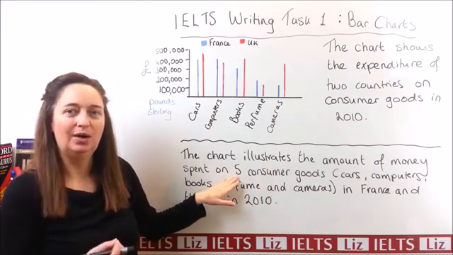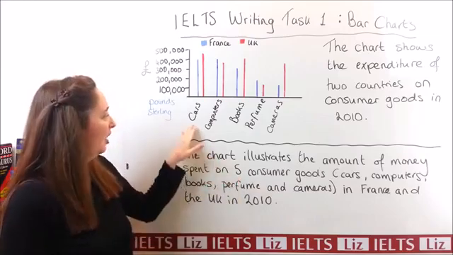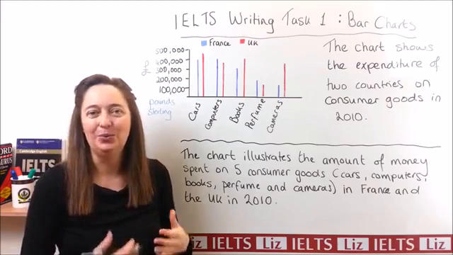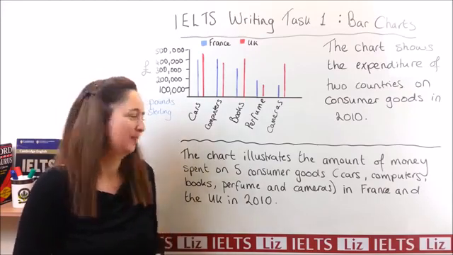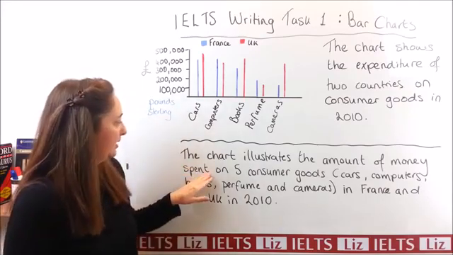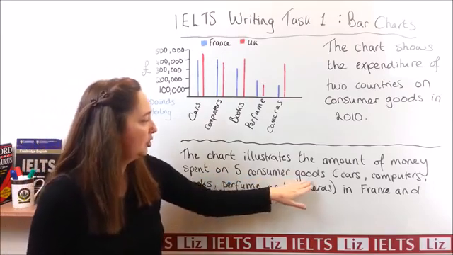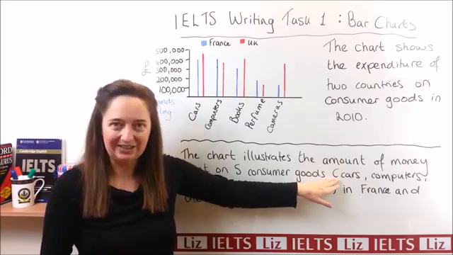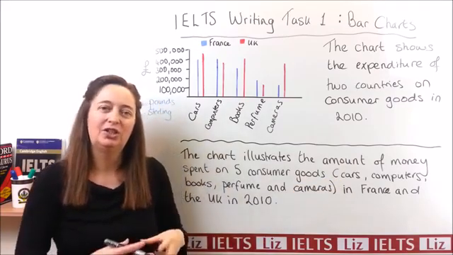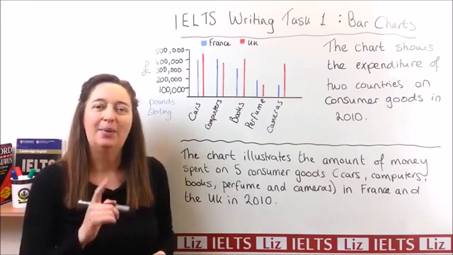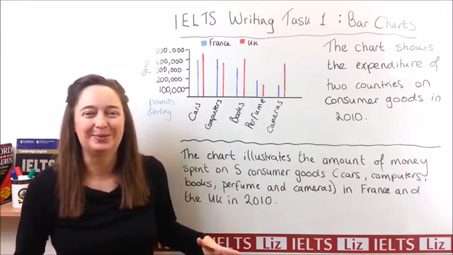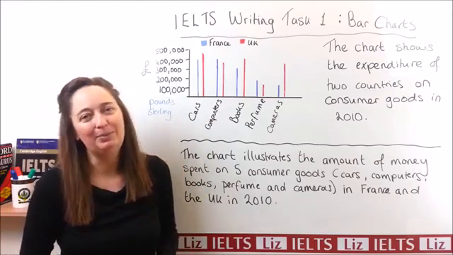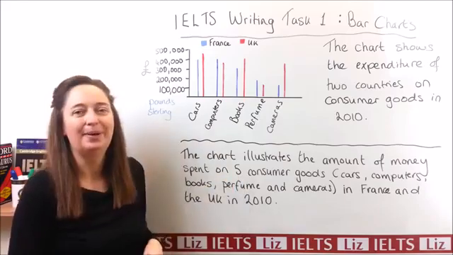But I do add the number. It's time to introduce the categories. Remember, this is your introduction. You want to introduce the information. So the amount of money spent on 5 consumer goods. And here you can see that I have given the list. Now, it's very good to give a list of the categories, but only if it's not too long. So here we've got 5. If it is over 8, maybe you don't want to do that and you just give the number.